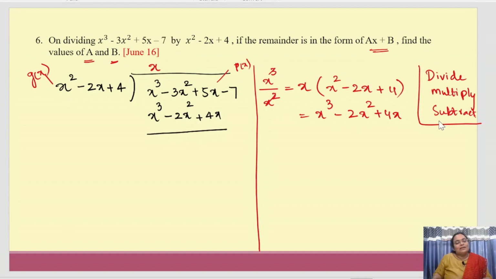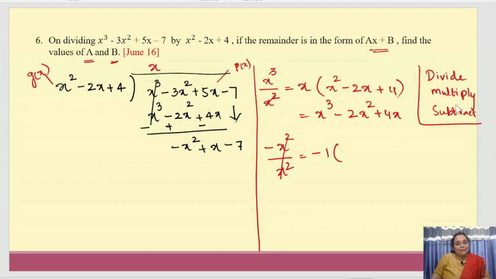The next one is subtract. So you will subtract it. So x cubed and x cubed will get cancelled. Here you will have minus x squared. Here you will have plus x, and minus 7 you will take down. Okay. Then you will follow the same steps again. The first one is divide. You will divide the first term of p of x, which is minus x squared, with the first term of g of x, which is x squared. You will get minus 1.